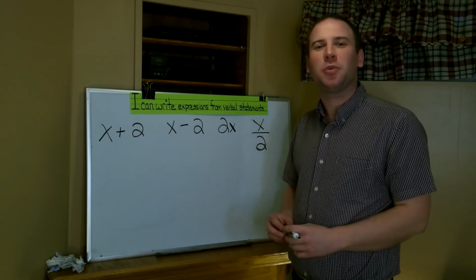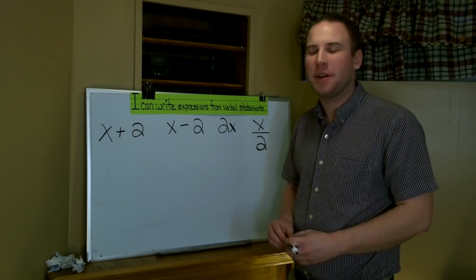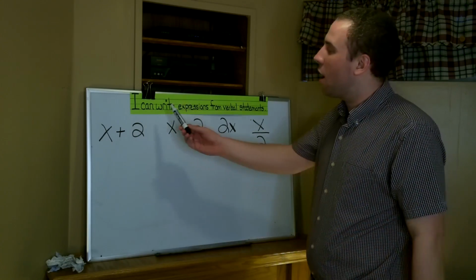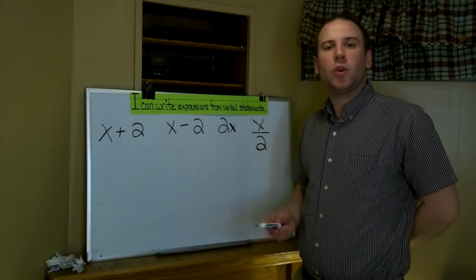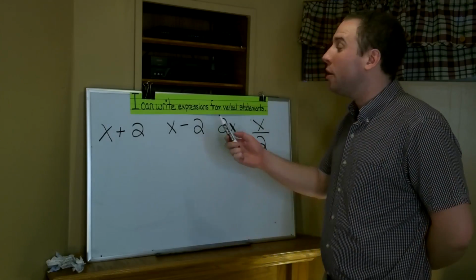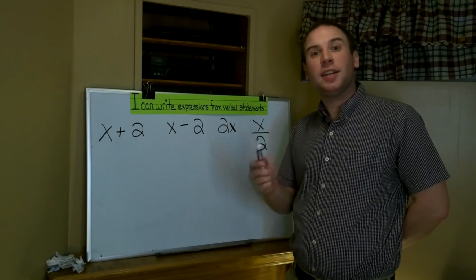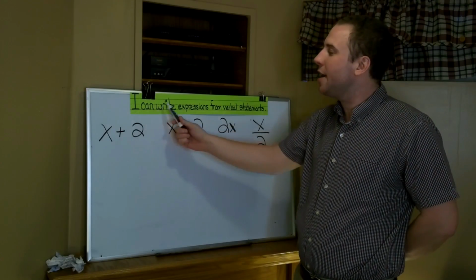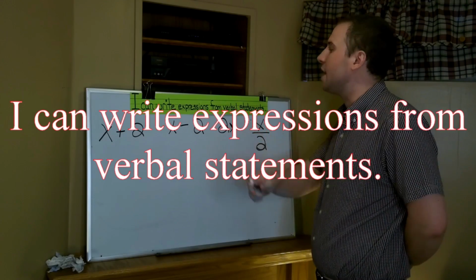Go ahead and please take out your math notebooks and open to a clean sheet of paper, name today's date. Let's go ahead and review our objective today. Last week, we talked about algebraic expressions and translating them. We're going to be continuing that lesson today. So our objective today is: I can write expressions from verbal statements.